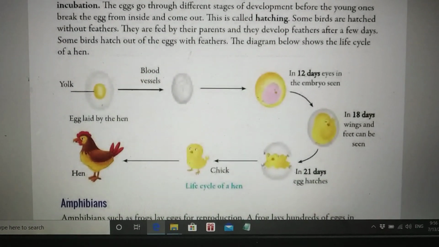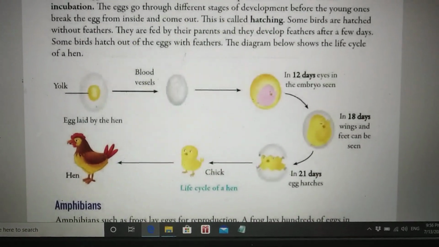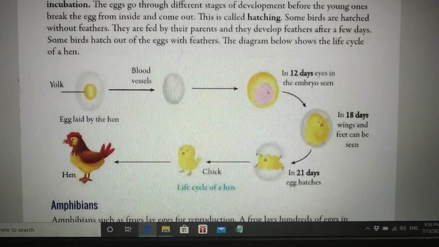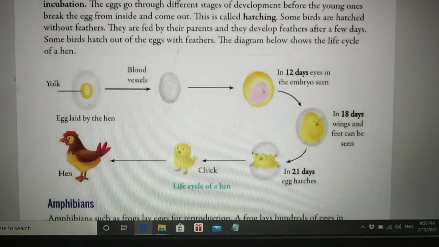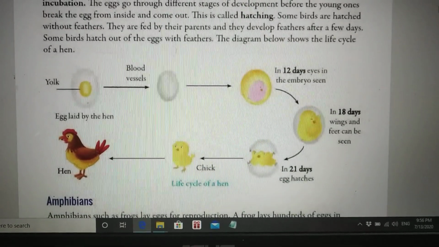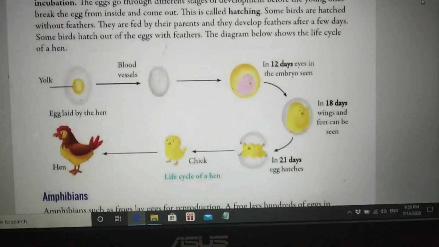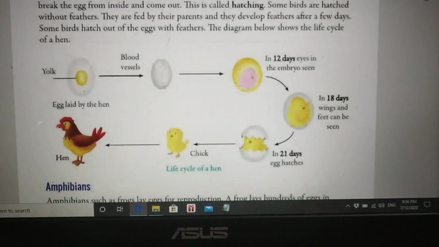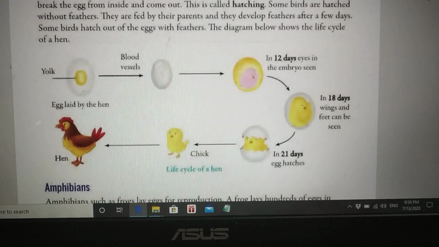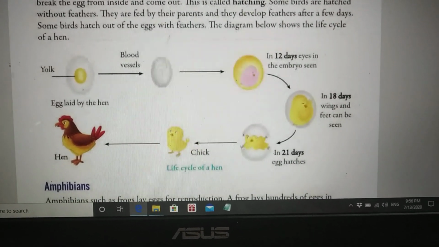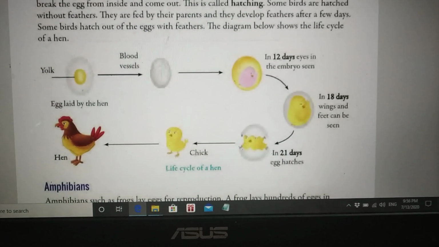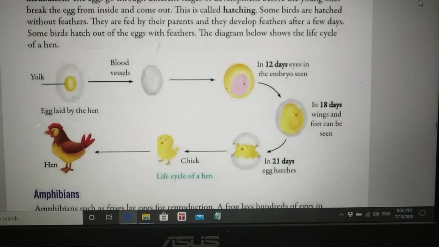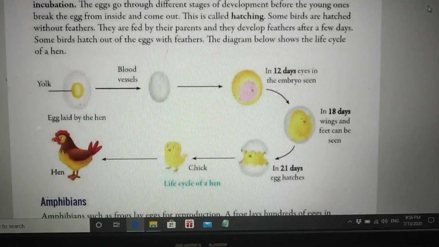So, yolk. You can see a first egg which has just come out. From that yolk, the blood vessels start growing in it. That means the blood is carried inside the body. Then it becomes a complete ball-like structure, whitish, you can see. Then in 12 days, the eyes in the embryo can be seen. In that portion you can see small dots, those are the eyes.